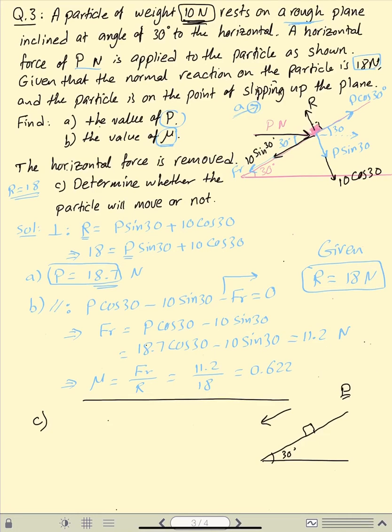P is removed in part C. What will happen? We only have 10 times sine 30, 10 newtons, which is the weight, cosine 30, and we have R. Good. And FR opposing now 10 sine 30, which is down the plane. Is it moving or not? Will this particle move or not?